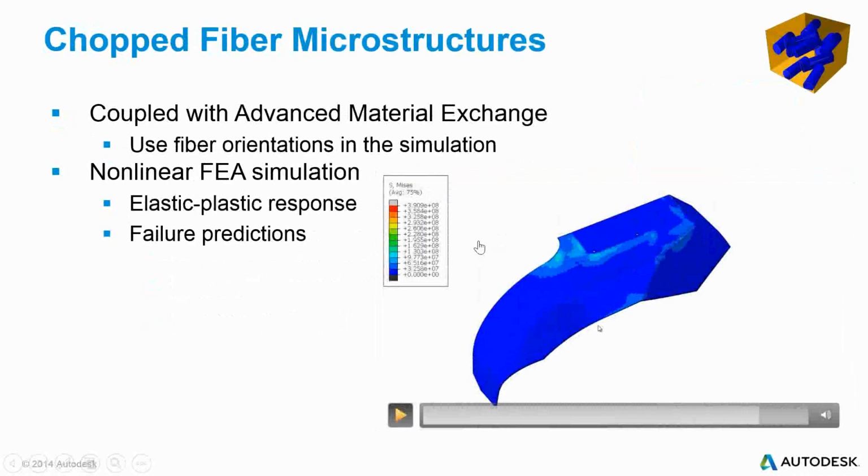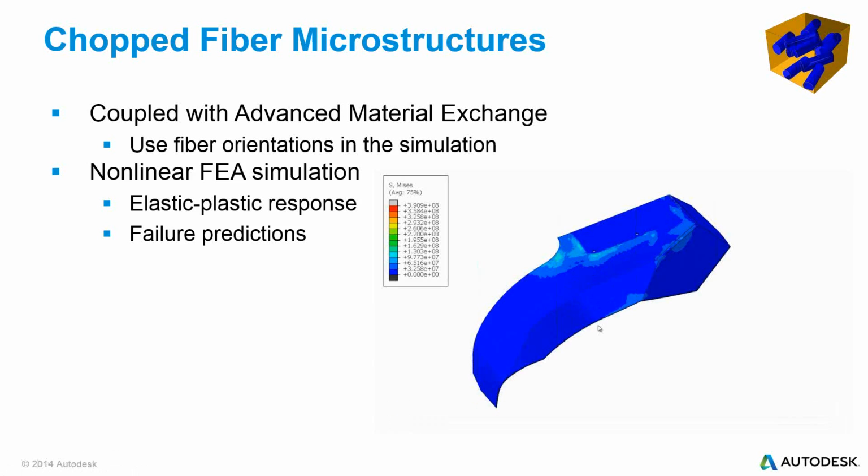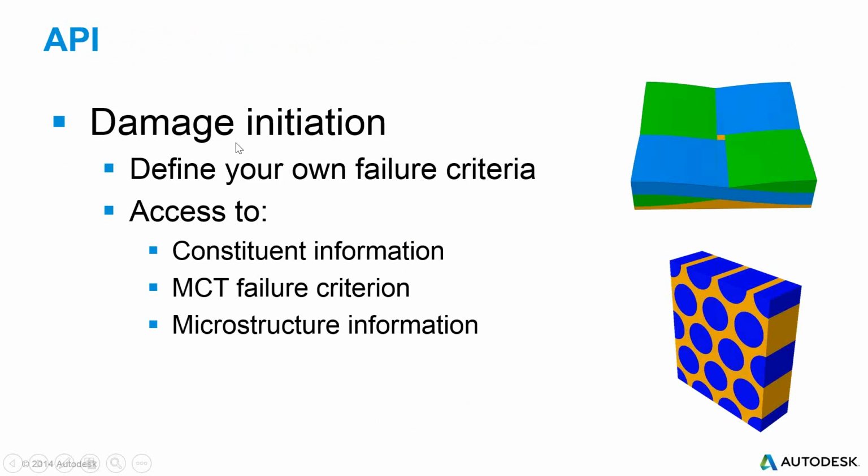You can see we're looking at the von Mises stress. We've fixed this part at the bolt holes and put a pressure on it down here, and we can see a large stress concentration occurring around this flat region where it's fixed. What's actually happening is we're getting a large amount of plasticity here in the matrix constituent due to high bending loads or high tensile loads right there. So that is what's new in the advanced material exchange and the new chopped fiber microstructure support in our solver, which supports mapping data from Moldflow to the structural simulation.